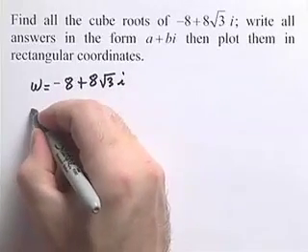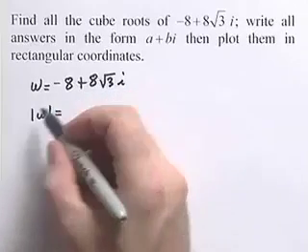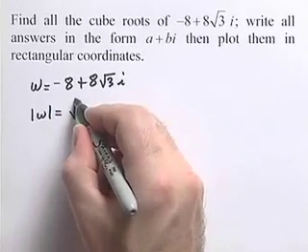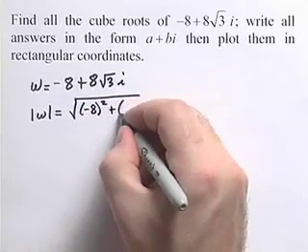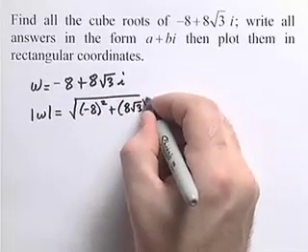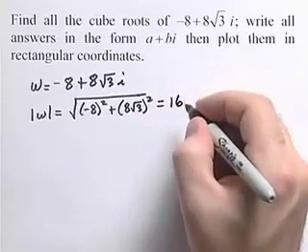Next, we need to find the magnitude of w. Remember that the magnitude of the complex number is also equal to r. The magnitude is going to be the square root of negative 8 squared plus 8 times the square root of 3 squared. And then it gives us that the magnitude is equal to 16.